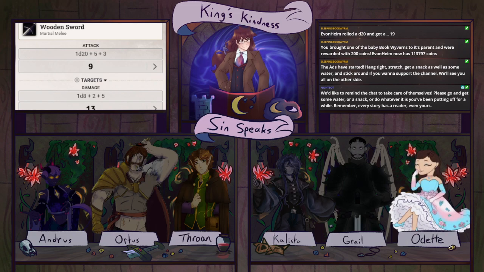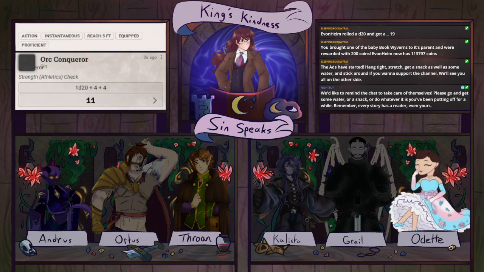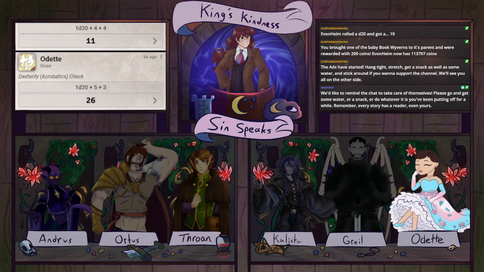So athletics versus acrobatics. God damn it! What is with these rolls today? Yeah, no. Odette embraces this, flips over her head and lands neatly behind her. Are we dancing now? I have no opposition to this. I just want to know what the fuck is happening. What is with these rolls today? I guess I'll stab her again.